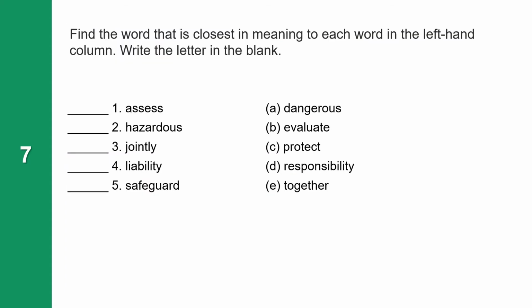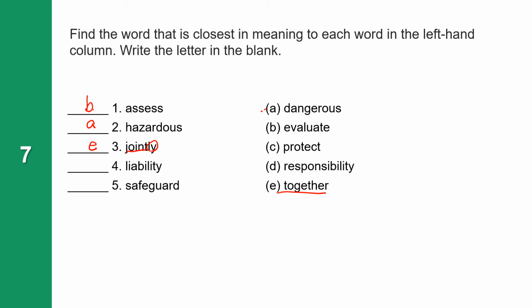Now let us find the word that is closest in meaning to each word in the left column. Write the letter in the blank. Assess. Assess, not dangerous. So evaluate. So assess is going to be evaluate. Number two, hazardous. Hazardous is going to be dangerous. A, hazardous. And number three, jointly. If you take a look at E, it's together. So E is going to be the answer.